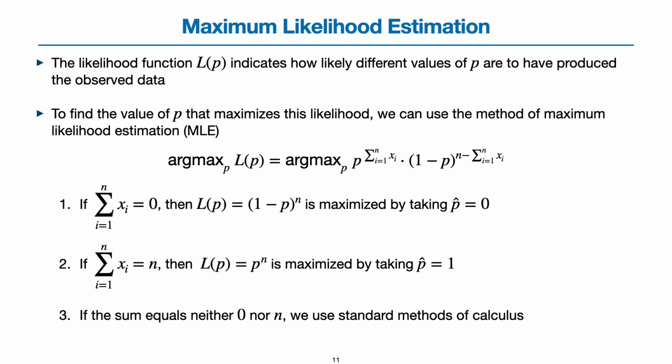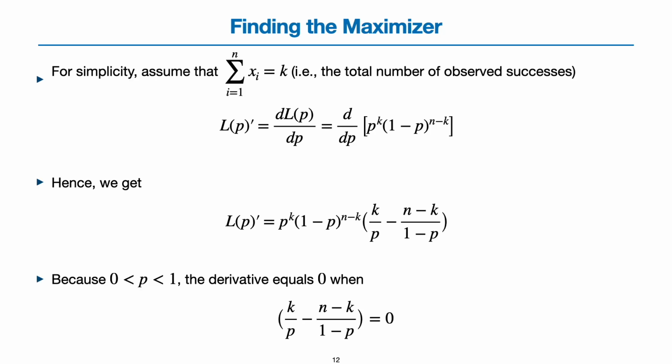Because all the evidence is that we get 1 every single time, so the probability of success must equal 1. But the interesting thing is when the sum is not 0 or is not n, right? So not these two extreme cases. And in this case, now you have to use calculus to find the derivative of this function, the likelihood function, and set it equal to 0 to find a critical point.